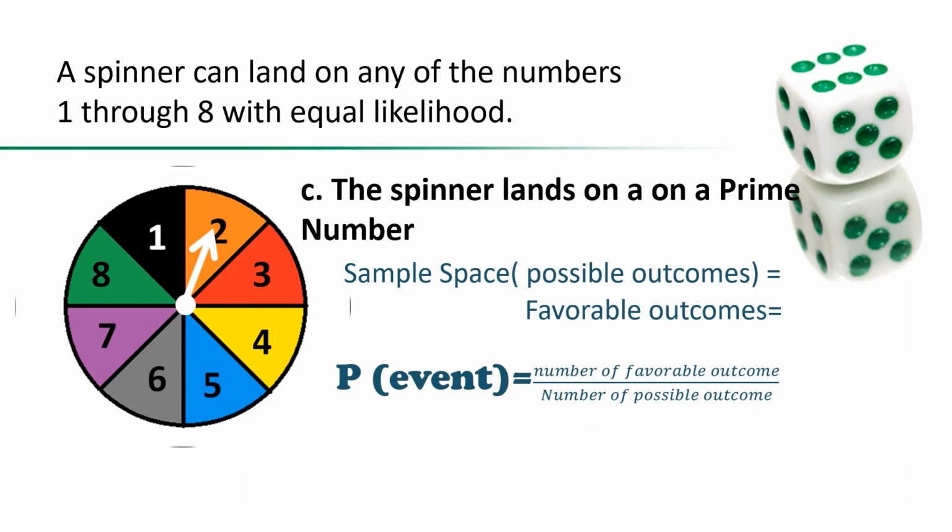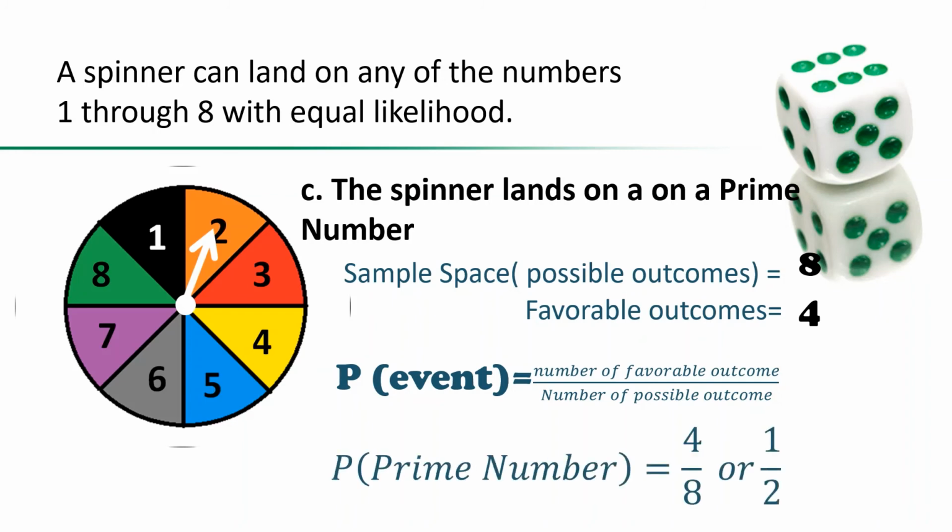Let us find the probability that the spinner lands on a prime number. For the sample space, we have 8. Okay, for the favorable outcomes, ano nga ba yung mga prime numbers natin on the spinner? So we have 2, 3, 5, and 7. So there are 4 favorable outcomes. Okay, so using our formula, we will come up with the probability of landing on a prime number is 4 over 8 or 1/2. So this is what we call the equally likely event.